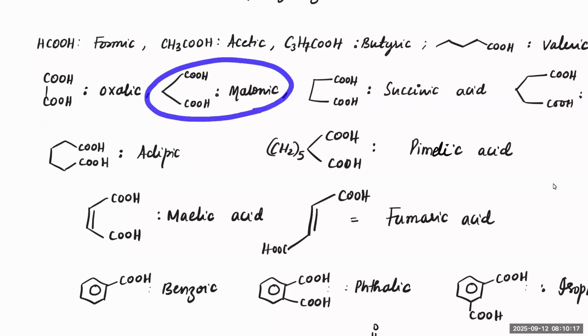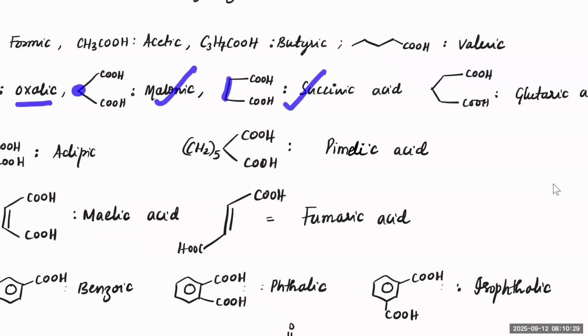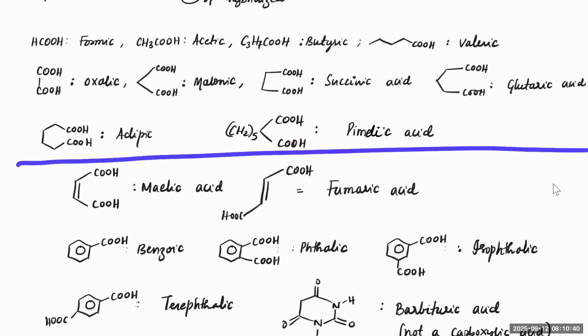Then we have dioic acids. When it comes to dioic acids, you notice that if you do not have any methylene in between, that is oxalic. If you have one methylene, malonic; two, succinic; three, glutaric; four, adipic; five, pimelic. These are a few important names we should know.